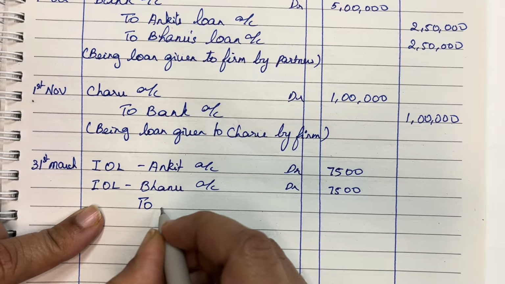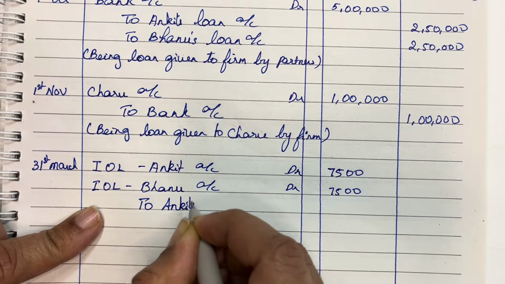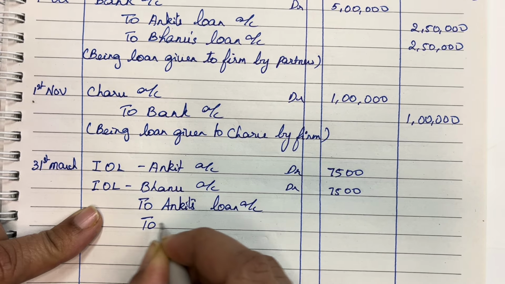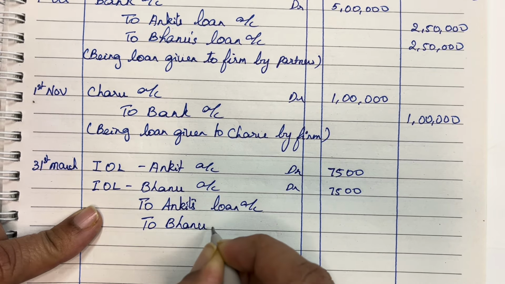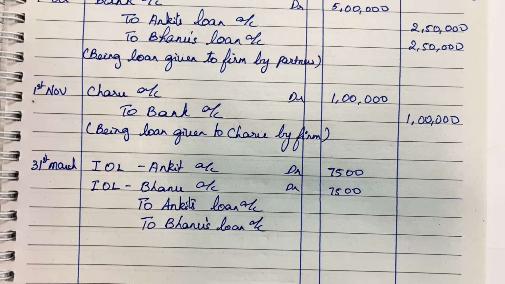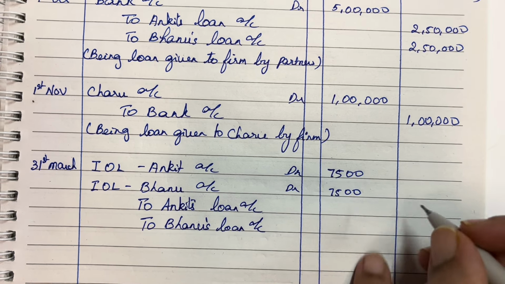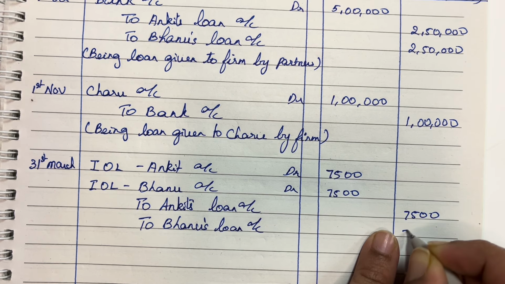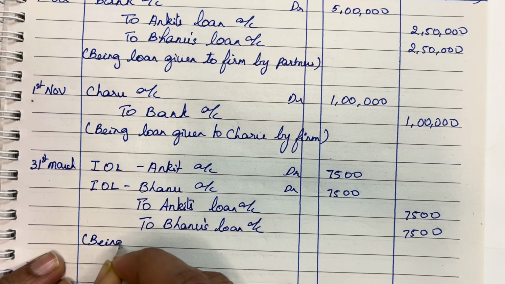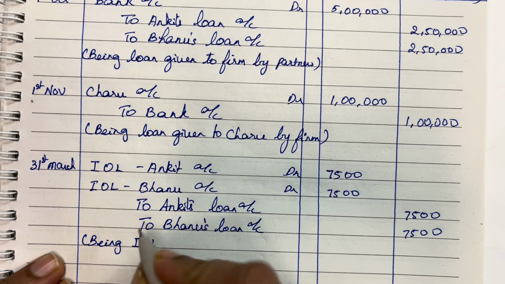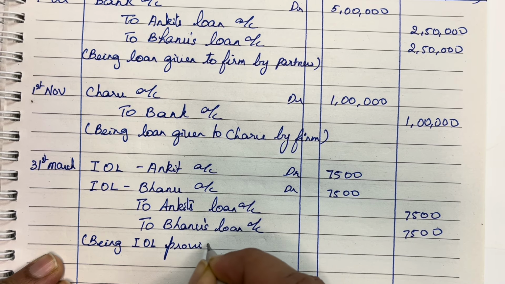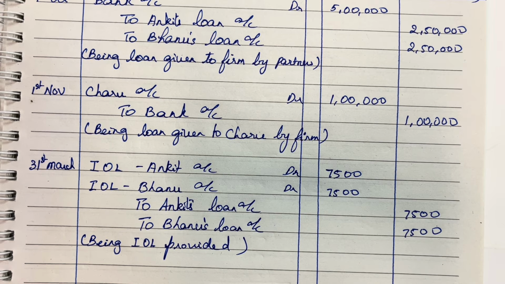Where will this go? It will go to Ankit's loan account, to Bhanu's loan account. Why is it not going into the bank? Because this amount has not yet been paid. 7,500, 7,500. Our narration would be being interest on loan provided. It's not yet been given, it's just provided.